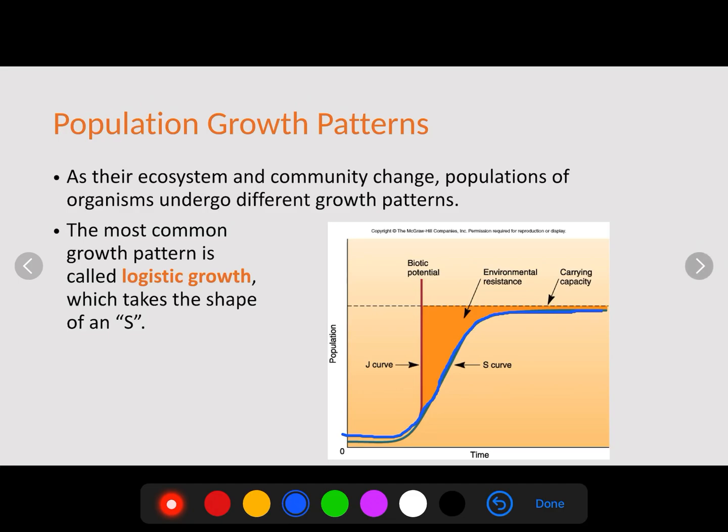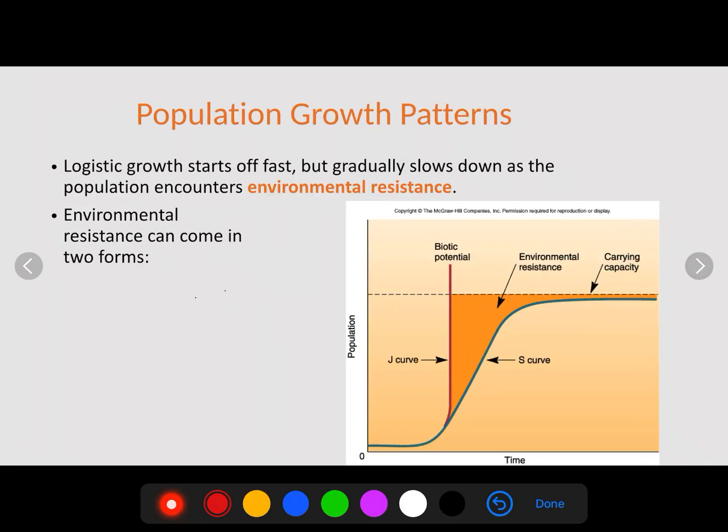You can kind of see that in the blue outline right there. Now, what happens with logistic growth is we continue to grow until we reach a certain point. This certain point is when environmental resistance kicks in and our population begins to steady because of that environmental resistance. And that number of what the population can support is called our carrying capacity. Carrying capacity is just simply how many organisms can be carried in a population.